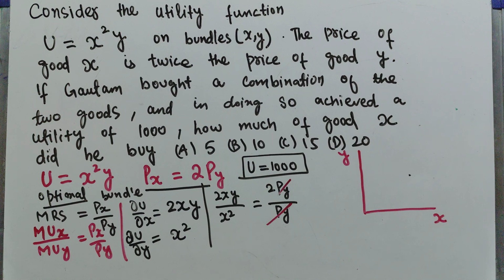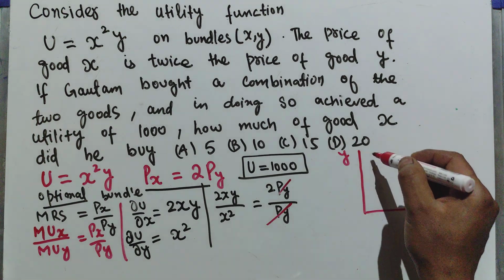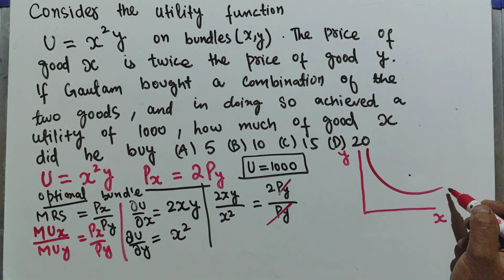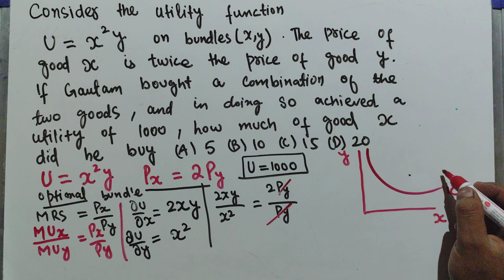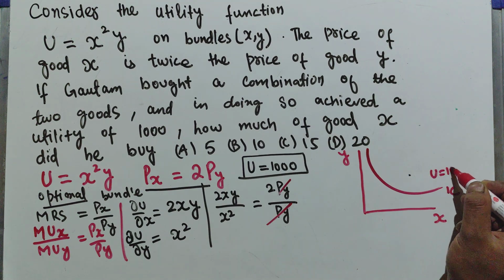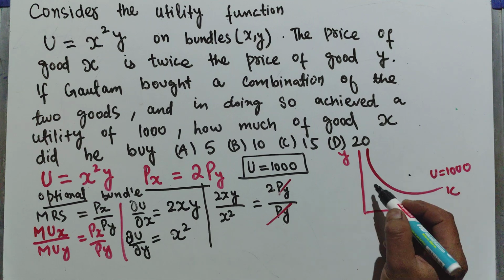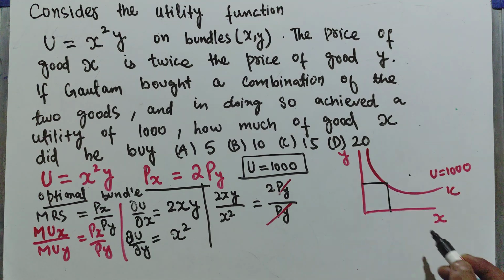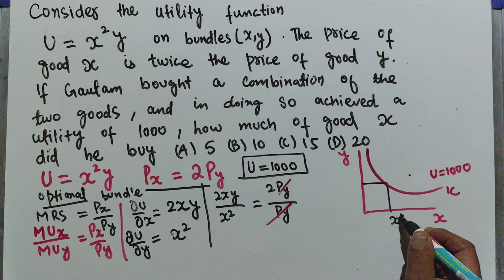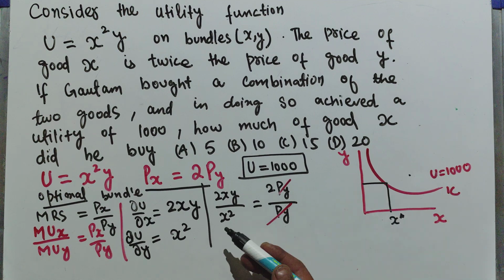Why did I draw this graph? To explain that, let us say this is our indifference curve. We are being told that the utility that the consumer got is equal to 1000 units, and we need to find out the amount of good x that the consumer has bought. I completely forgot to draw the graph here.